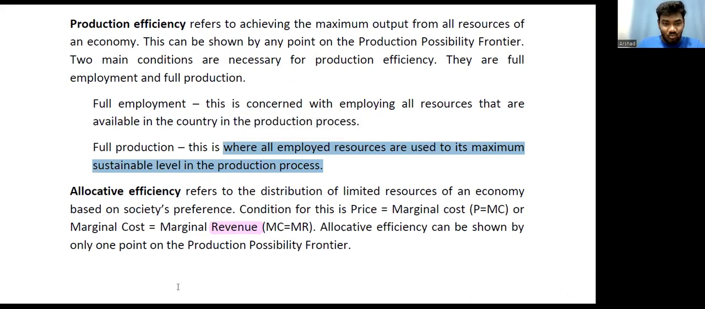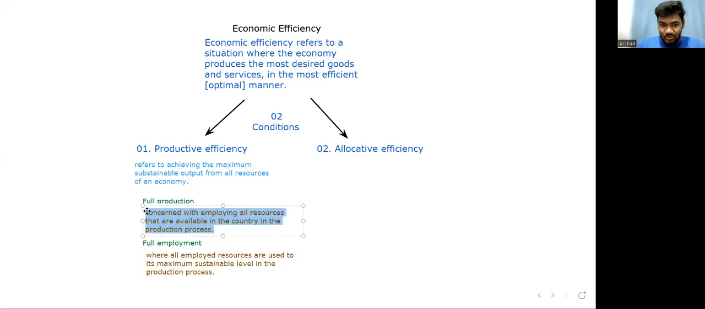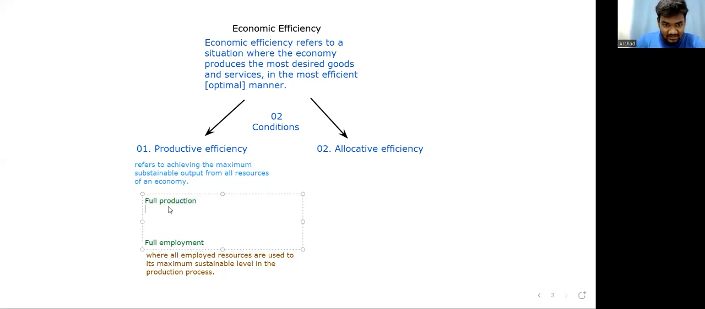Let me explain what these mean now. Let me change the color. Listen to me very carefully now. I'm going to explain this story about productive efficiency, because I did not explain, I was just telling you what it is. Sorry, full employment, the first condition is full employment.